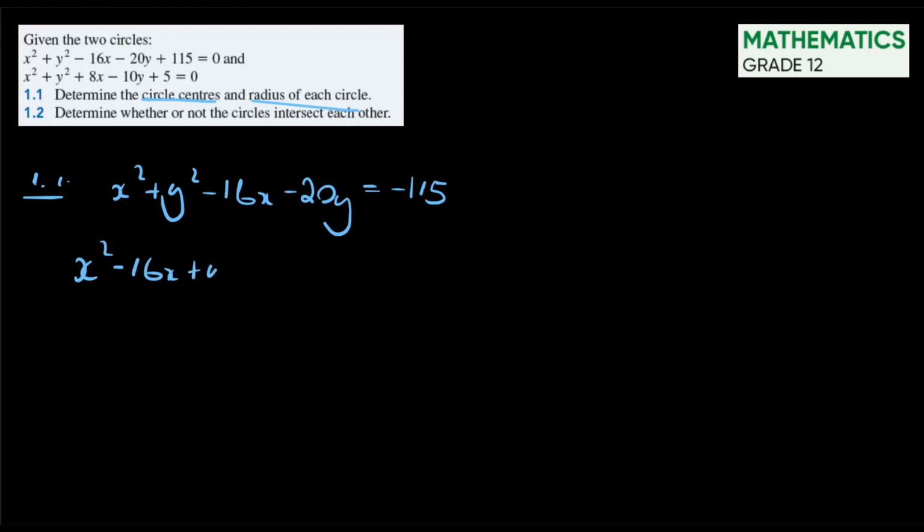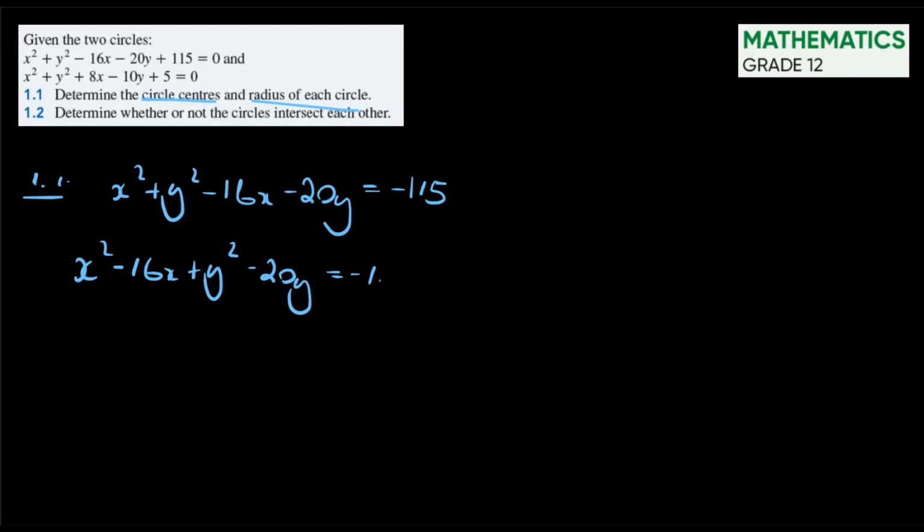1.1, we're given two circles and we're asked to determine the circle centers and the radius of each. So the first circle is x squared plus y squared minus 16x minus 20y, and for convenience let's take 115 to the other side of the equation. Then let's group our variables. x squared minus 16x plus y squared minus 20y.